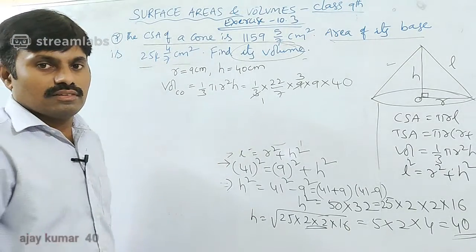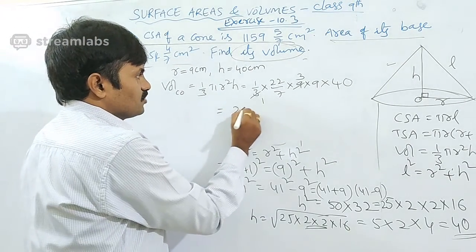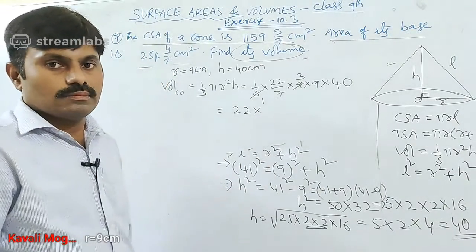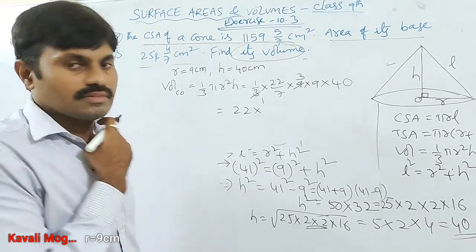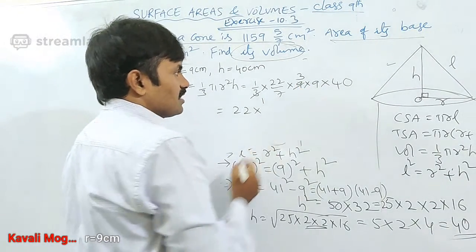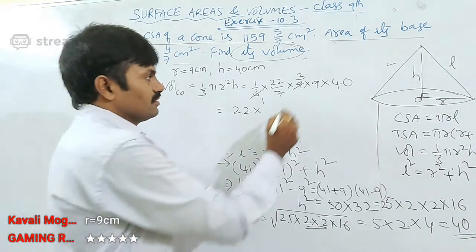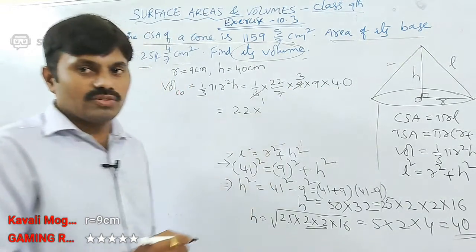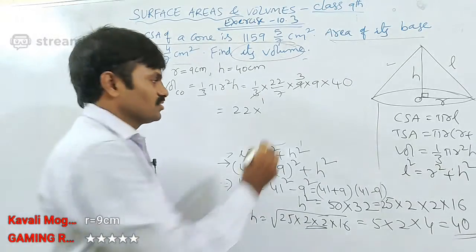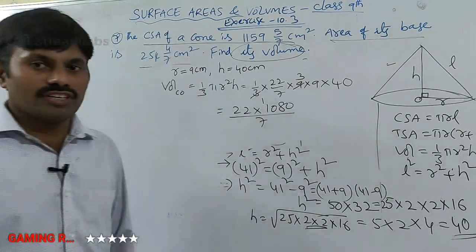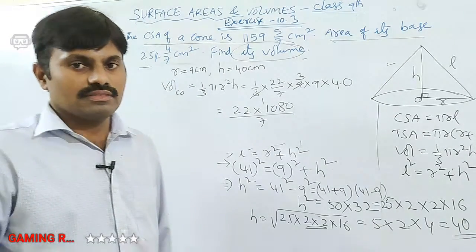3 1s are 3, 3 3s are 9. Okay, now multiply 22 into 3 40 is 120. 3 40 is 120 into 9. 12 9s are 108, so 1080 by 7. So 22 into 1080 by 7.